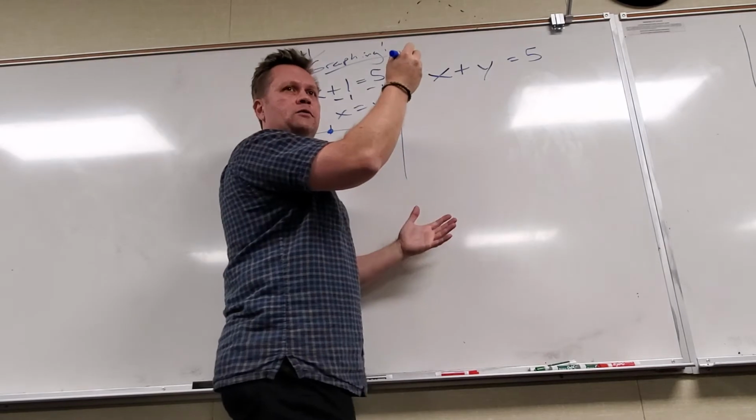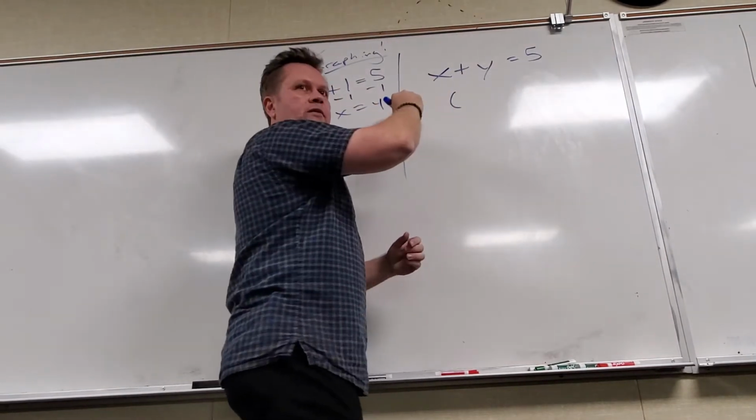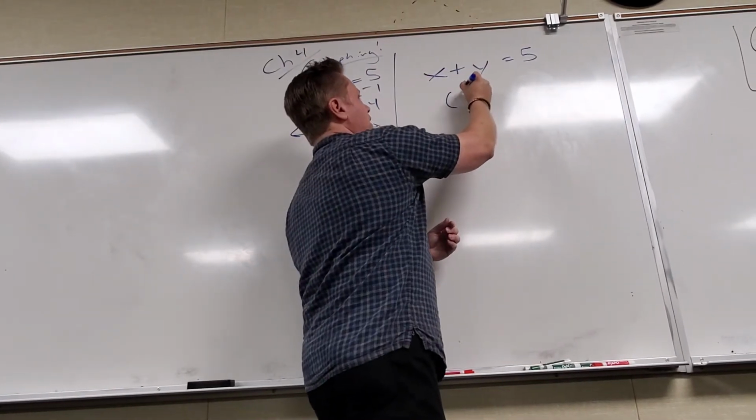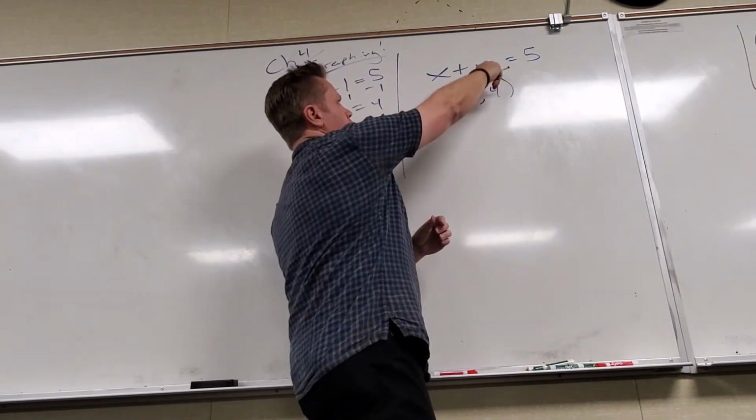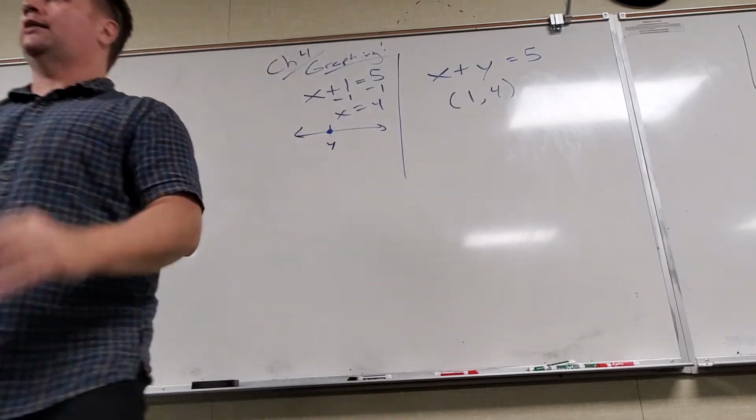1 and 4, I think is what you said, right? I'm going to make that up because I think that's what you said. So I represent it like this. Is that cool with everybody? So X would be 1, Y would be 4. That is an answer to that, isn't it?